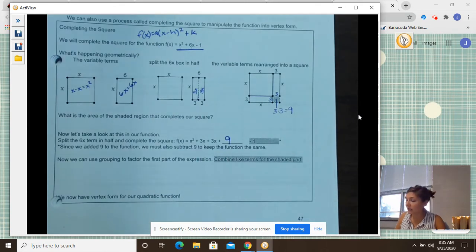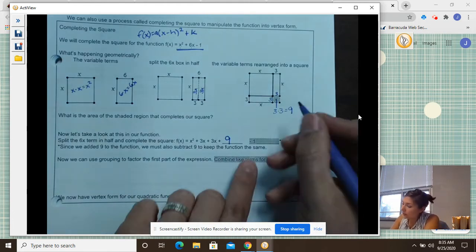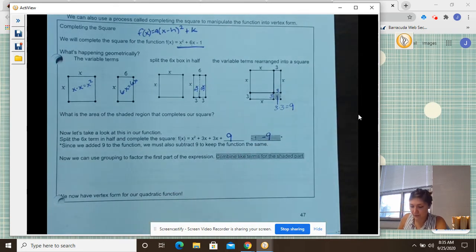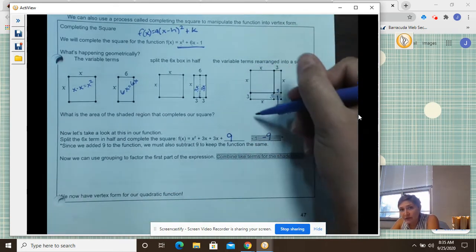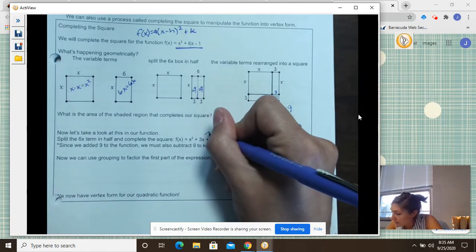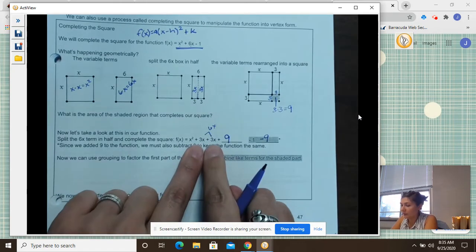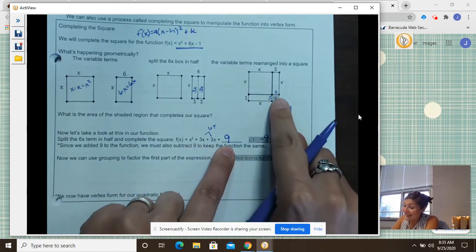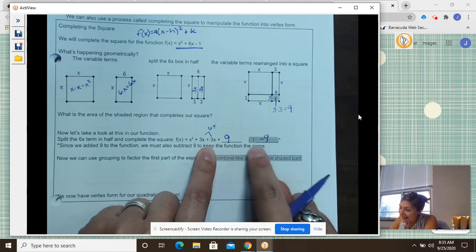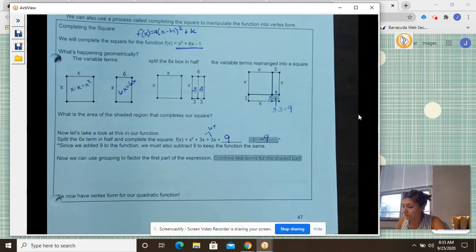So if I want to make sure that I've maintained balance in my expression, I haven't changed it, I've just sort of rewritten it, what we need to do then is if we add 9, we also have to subtract 9. Okay? So here's geometrically what's happening, and here's how we can represent this algebraically. Again, remember this was our 6x piece that we just split into 2. We're saying we need 9 to actually make a square here, okay? And since we added 9, we also have to subtract 9.